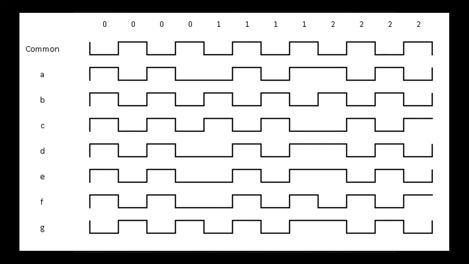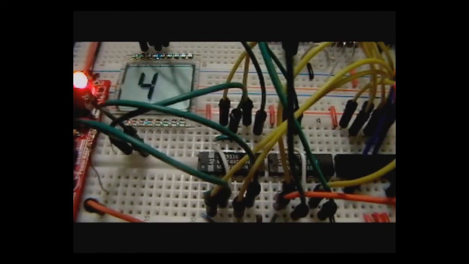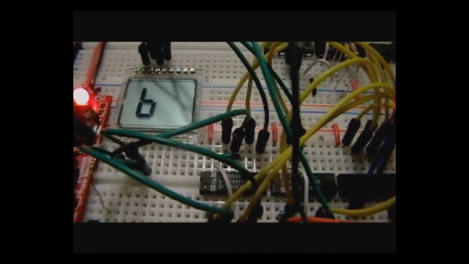For one, the only segments that are on are B and C, and you'll see again those are in opposition to the common segment, whereas all the rest are not in opposition. And then kind of the same thing with the number two. So that's what you have to do to drive this LCD display.